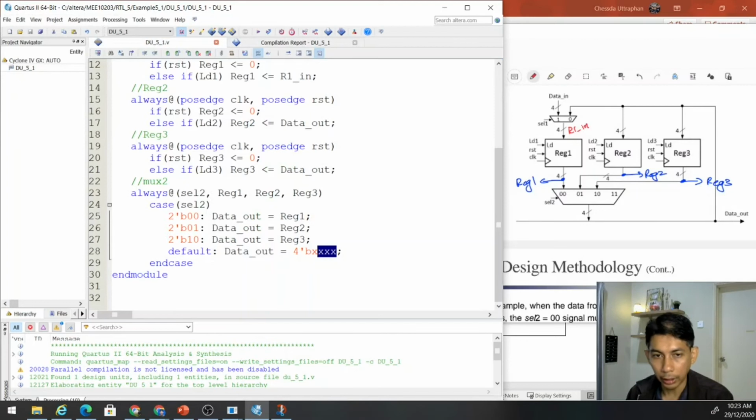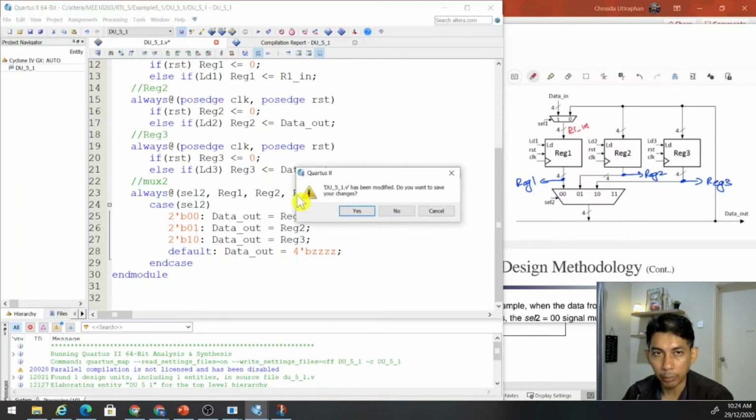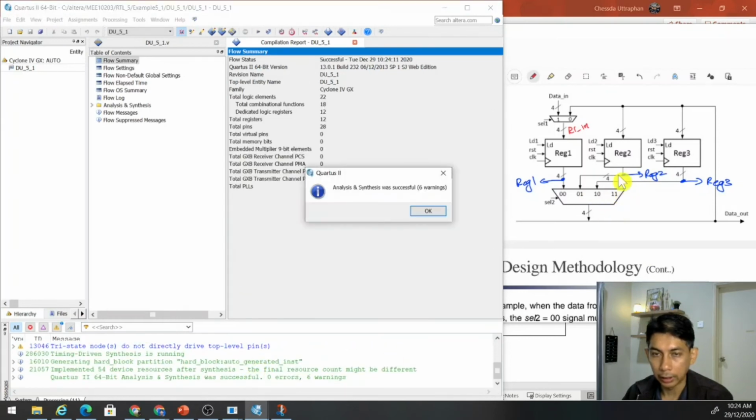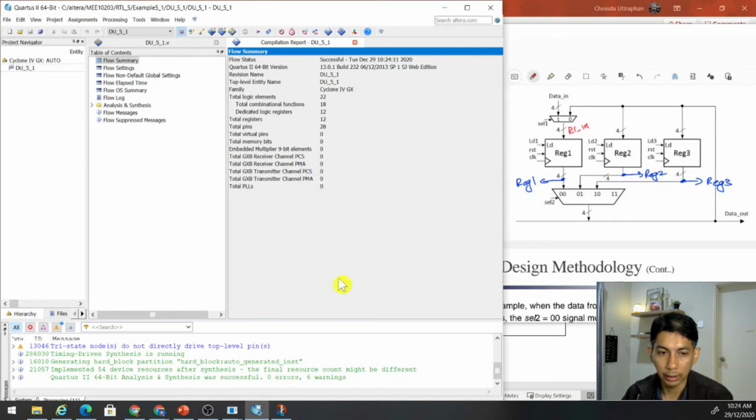But actually, we don't want don't care here because this is actually not connected, so we can use the three-state buffer, and this warning can be ignored. This is no problem because it will create the extra circuit for us to make sure that this is not connected. So some warnings can be ignored, but you need to know what the warning is. In this case, we know exactly what the warning is, so it should be no problem.